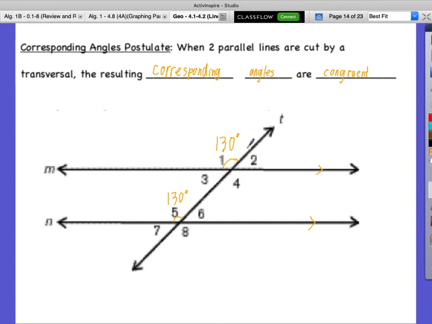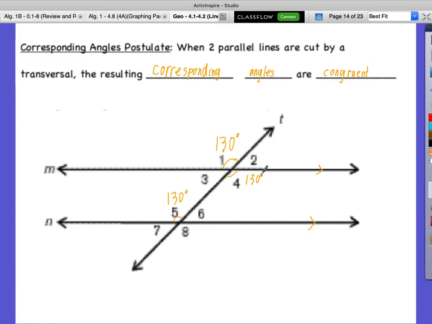You don't have anywhere to write it. It's just an on-the-board example. So if angle 1 is 130 degrees, angle 5 must be as well. Could we also know angle 4? Yes. How? Because it's a vertical angle. They're vertical angles, so it's congruent.